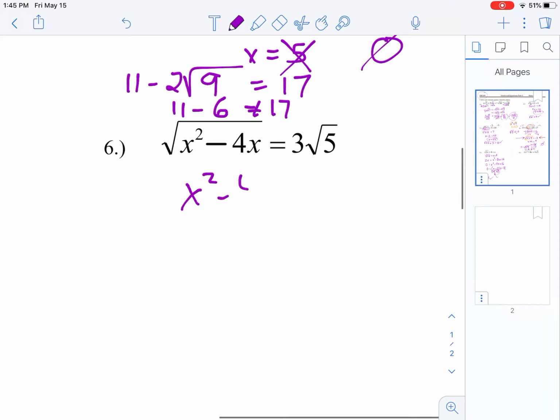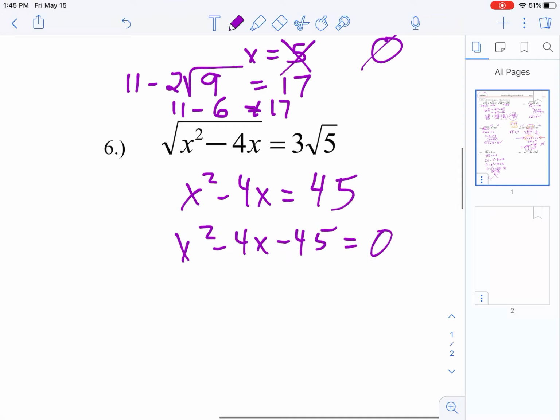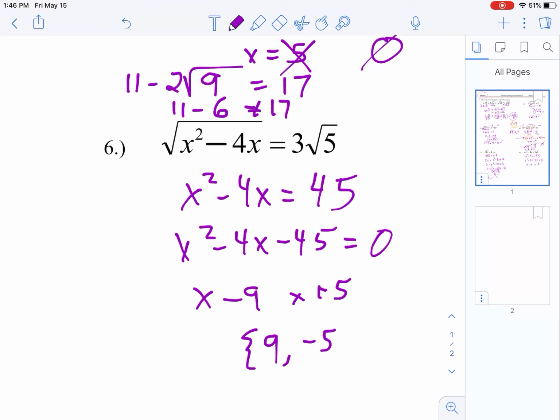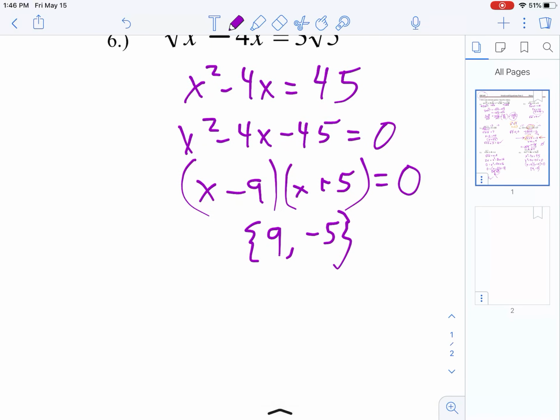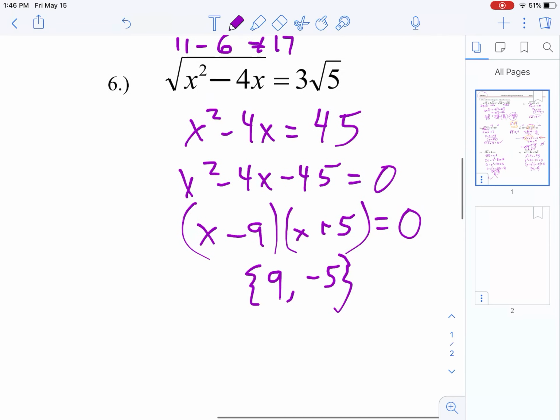Let's square both sides. Okay, that'll give me 9 times 5, which is 45. Now I'm going to subtract 45 from both sides. I'm going to factor. All right, so my solutions are 9 and negative 5. I really should put these in, but I have a child bothering me, so I'm rushing. I would want to go back and check these.